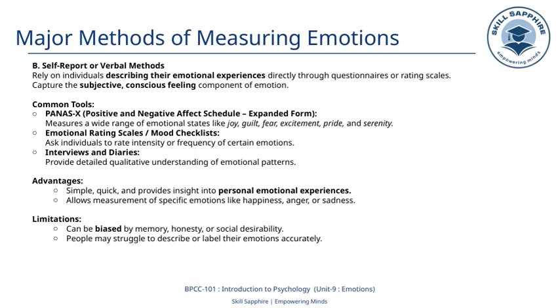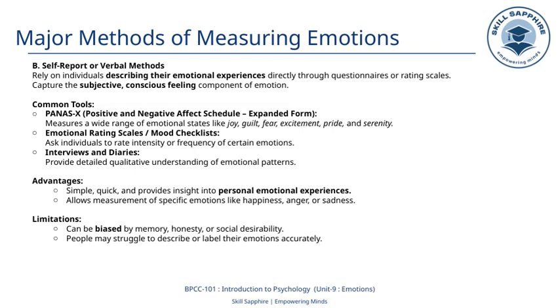They are generally simple and quick to administer, which makes them practical for many settings. Plus, they provide valuable insight into personal emotional experiences and allow us to measure specific emotions like happiness, anger, or sadness directly. However, there are limitations too. These methods can be biased. People might not remember their emotions accurately, or they might be influenced by social desirability, wanting to present themselves in a certain light. Also, some individuals may find it challenging to describe or label their emotions precisely, which can affect the accuracy of the data.